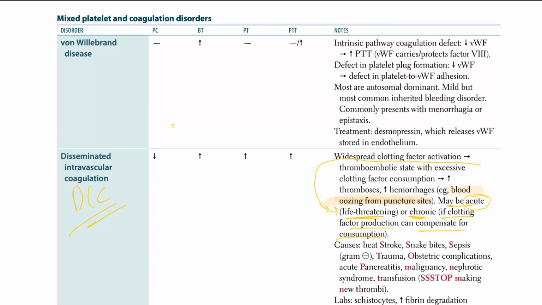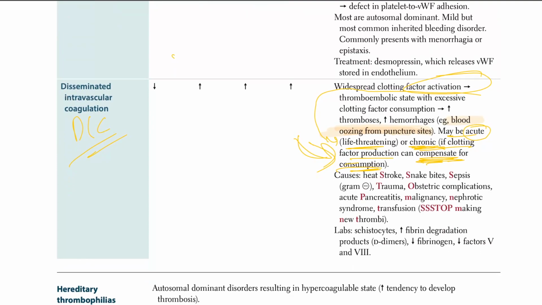How can it be chronic? If clotting factor production can compensate for consumption. So your body's trying to make more and more factors to compensate for the consumption of them. So that's going to lead to chronic. But what are the causes?